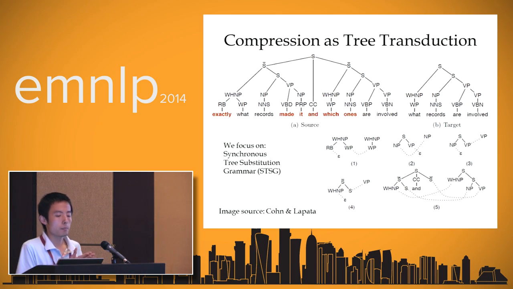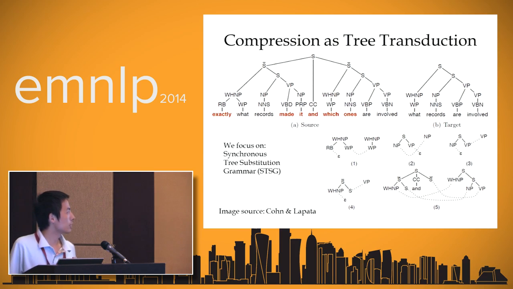We can find a map from the source tree to the destination tree. Like in here, we link the RB into the empty set and this WP to this WP. So this is an example of the tree transduction method, and the image is taken from Cohn and Lapata.